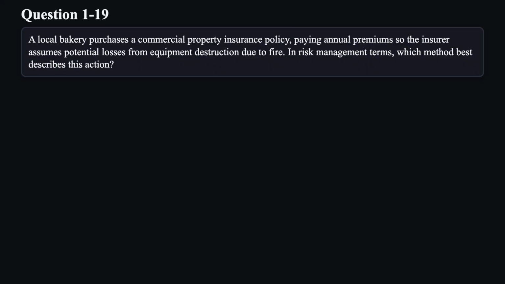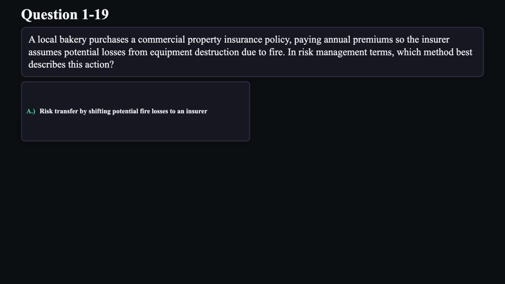Question 19. A local bakery purchases a commercial property insurance policy, paying annual premiums so the insurer assumes potential losses from equipment destruction due to fire. In risk management terms, which method best describes this action?